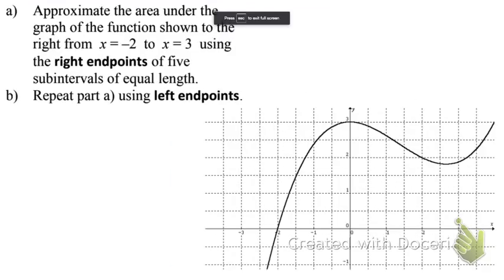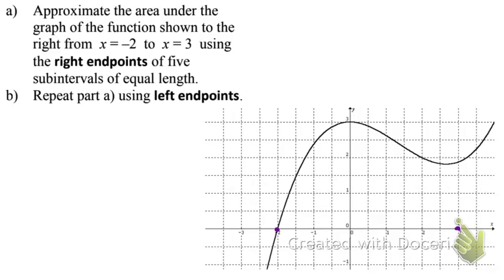All right, so here's our first example. And make sure you write this down in your notes. It says, approximate the area under the graph of the function shown to the right from x equals -2 to x equals 3 using the right endpoints of 5 subintervals of equal length. So from -2, which is right here, to +3, which is right here, and we want 5 subintervals.